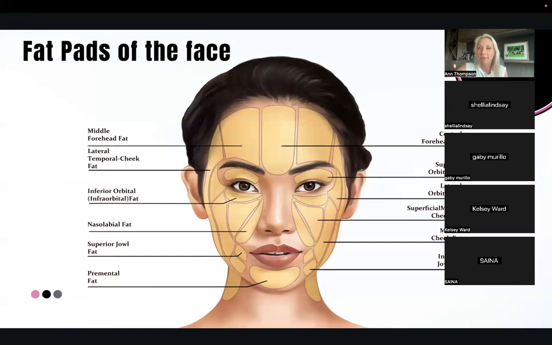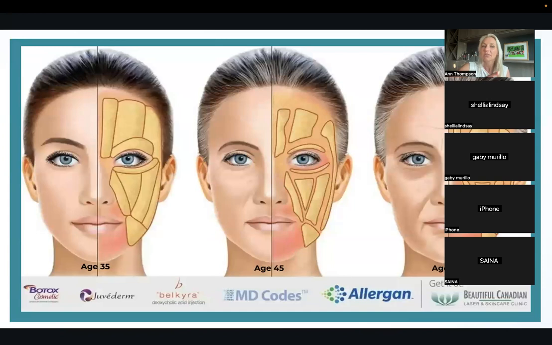These are the primary fat pads of the face. Once you hit the age of about 35, you stop producing your own natural collagen, and your fat pads will slowly start to separate and disintegrate as we age. So the purpose of filler is to add volume back where volume has been lost. If someone is complaining that their tear troughs are starting to look hollow, the very first thing you want to do is look at their midface and add volume back to their midface before you tackle the tear troughs. This is the age progression of the fat pads.